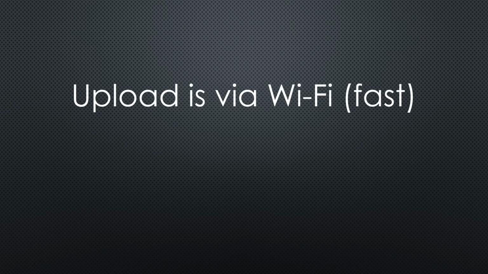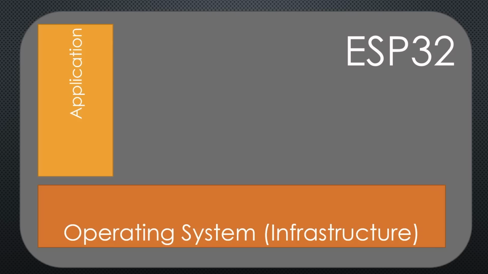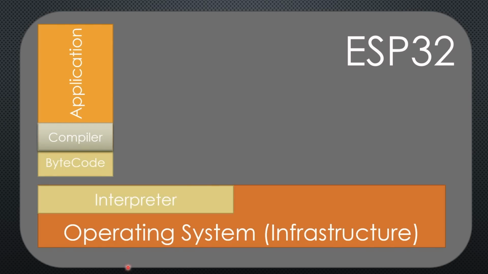The upload, by the way, is not via serial, it's via Wi-Fi. Only debugging is via serial, so you can update your program remotely over the air. Exactly what we do with IoT AppStory. Toit, like Python, uses so-called bytecode, which is interpreted by the infrastructure.